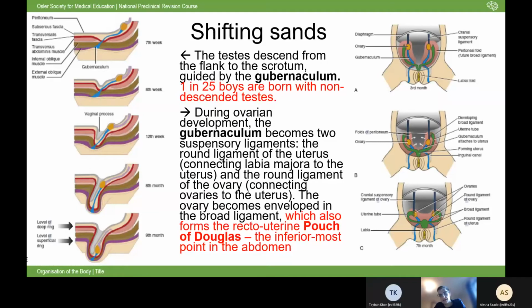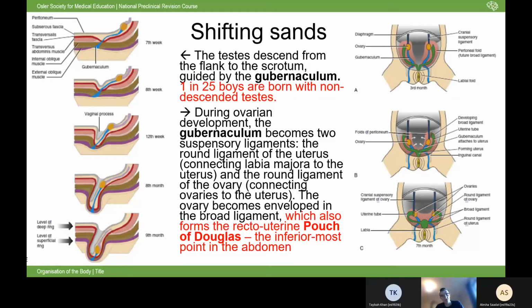As for females, the ovaries actually do descend a bit, and that is guided by the gubernaculum, but not to the same degree. The gubernaculum becomes 2 really important structures in the female pelvis. These are the round ligament of the uterus and the round ligament of the ovary. It's also important to remember that the entire female reproductive system becomes folded or enveloped within this broad ligament, which folds up from the base of the peritoneum.